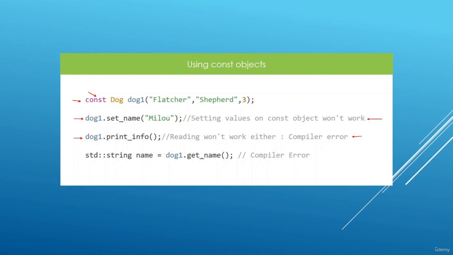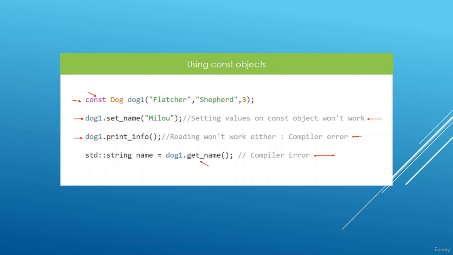This is even going to be the case if we try to read using any of the getters we have in the function. This is going to be even the case if we try to read the dog name through any of the getters we have in our class. So for example, if we say dog1 get name here, we're going to get a compiler error.